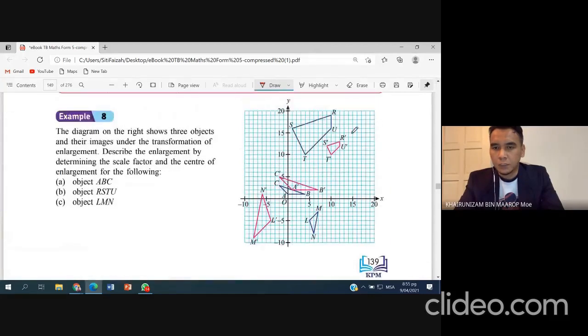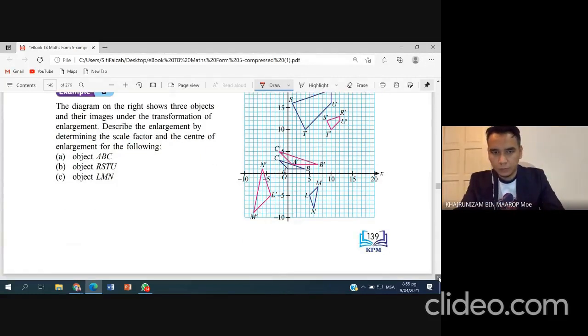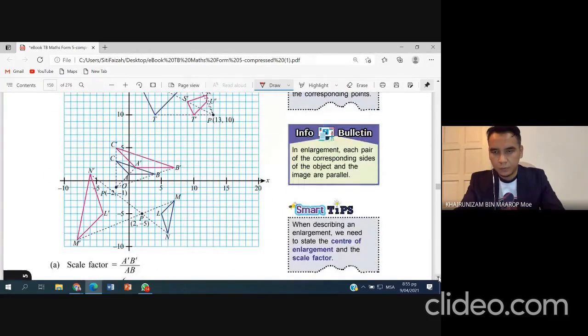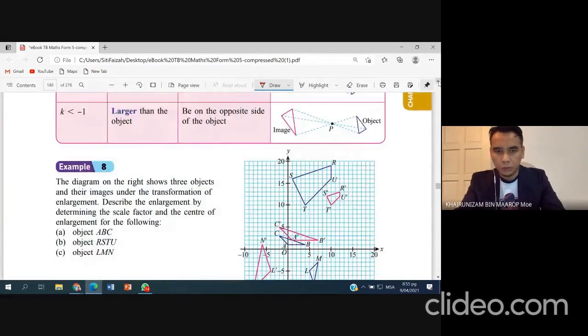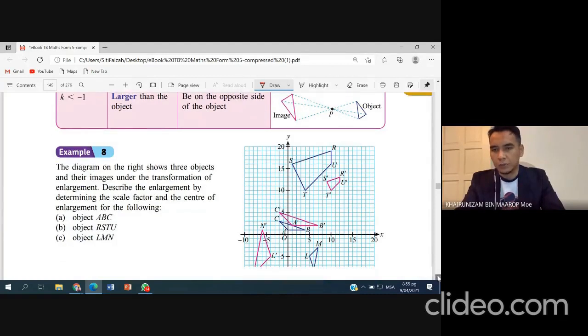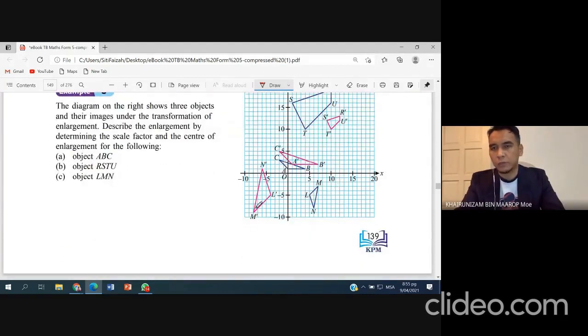Because in this question we know that the prime mark mostly indicates the image. Tapi soalan ni dia suruh apa? Soalan ni dia suruh describe the enlargement by determining the scale factor and the center of the enlargement. So that means we know that the red color shape is the image.